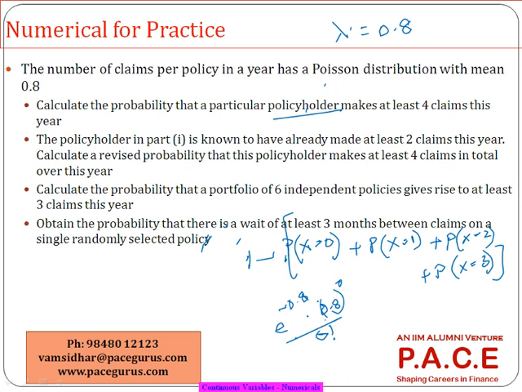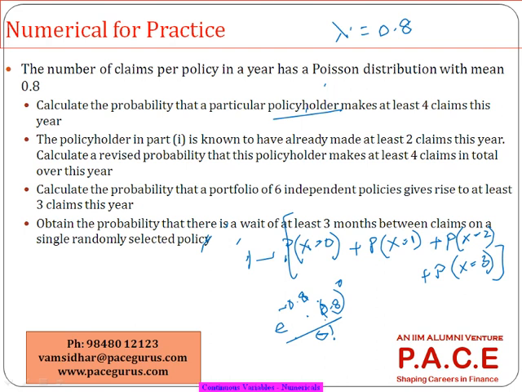So this can address your problem of Poisson distribution. The moment you know the lambda value, you can very well find out the probability that it is less than some particular number of claims. Okay. The policyholder in part 1, which is the above, is known to have already made at least 2 claims this year. At least 2 claims he has made. Calculate the revised probability that this policyholder makes at least 4 claims in this year.